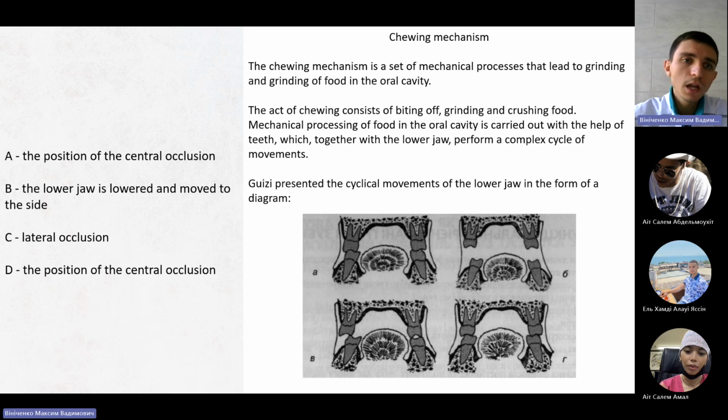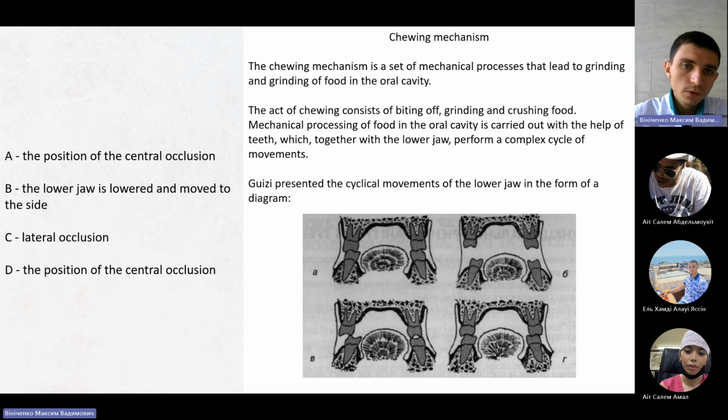The lower jaw is lowered and moved to the side, as in picture B. So we could see that the vector of the lower incisors changes. Why? Because the lower jaw is lowered and moved to the side. So this is the second phase of the chewing mechanism. The third phase is the lateral occlusion.